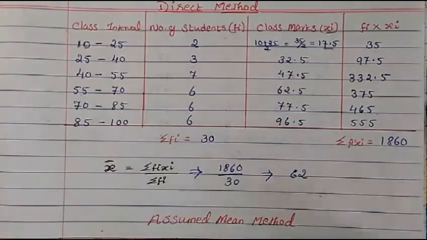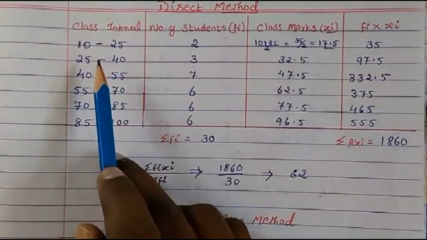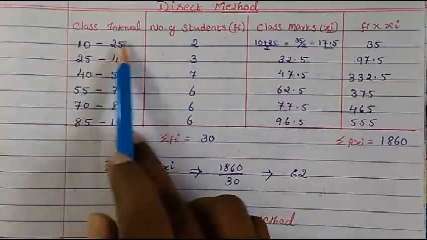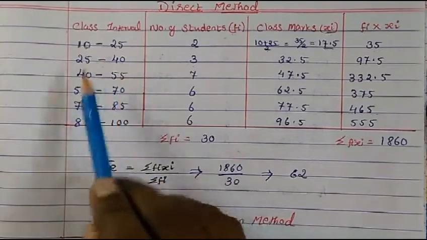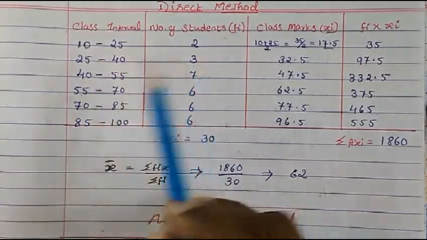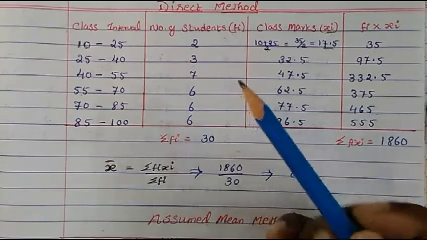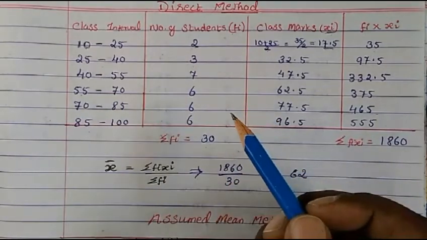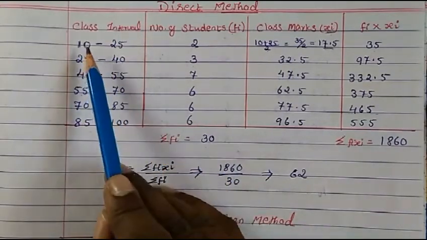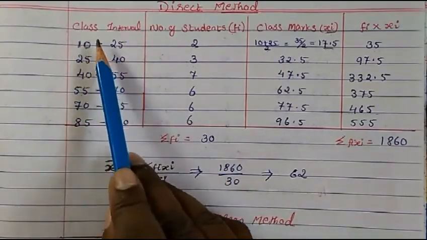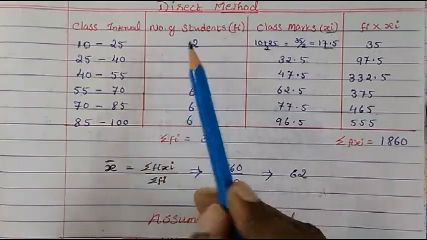In the direct method, I explained how to find the class interval. Please go through the direct method video where I explained in detail how to find the class interval. You have to write down the class interval and the number of students. We have taken the same question, where 30 students have written the maths test, and we have to find the mean of that. So I explained how to take the class interval, then how to write down the number of students.